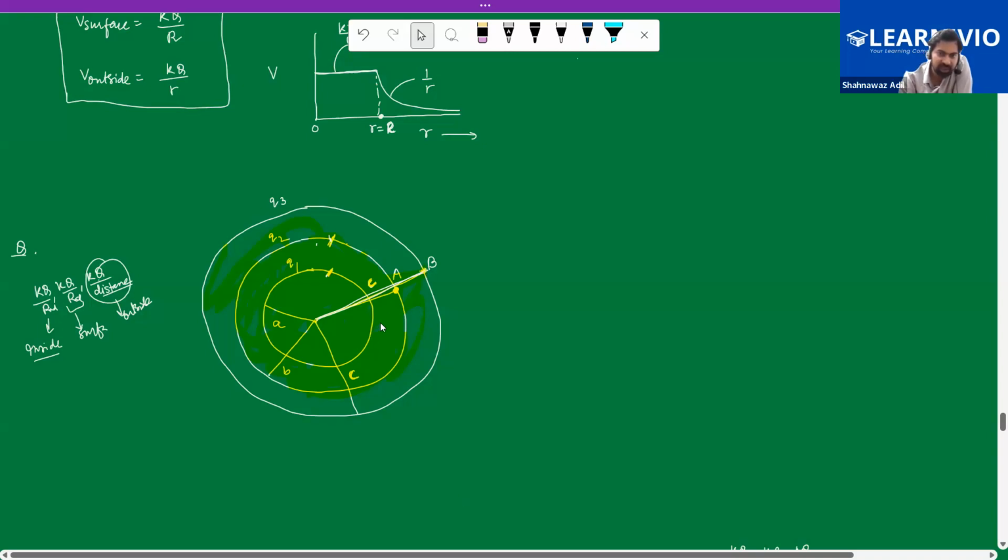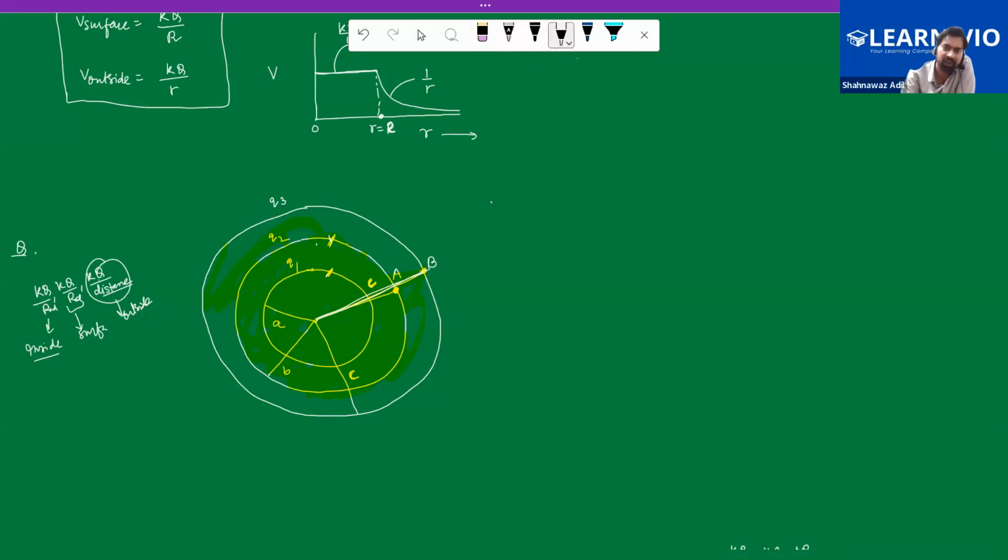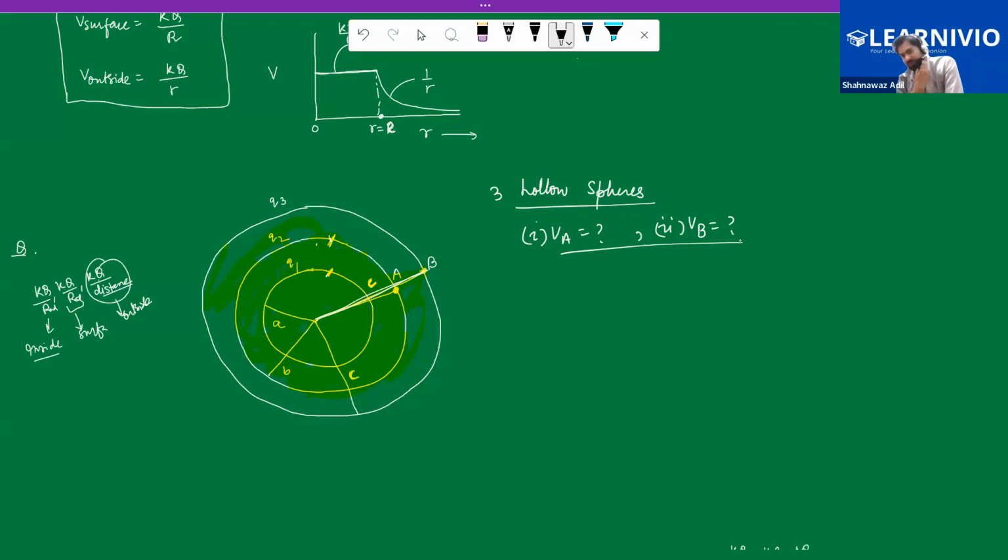We have three hollow spheres, and we want to calculate the potential at A, and we want to calculate the potential at B. So this is the question, right? And then we can calculate what would be the work done in bringing some charge from A to B, that we can calculate. But before we do that, let us find out what would be VA.